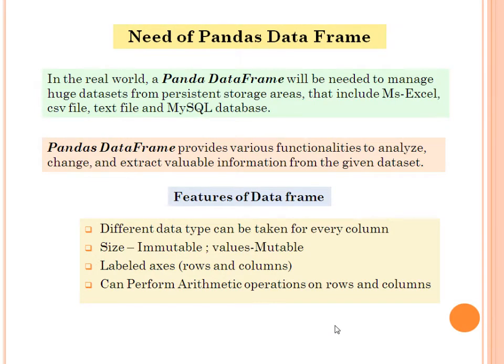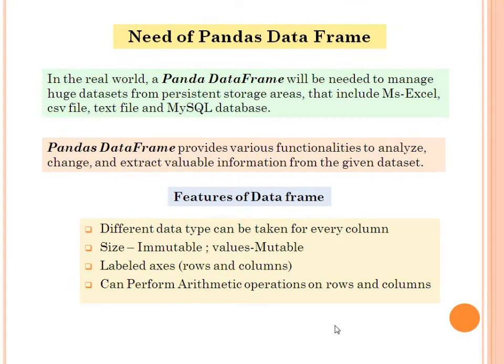So let's see the features of data frames. Different data types can be taken for every column. Size is immutable, values are mutable here. Labeled axes are rows and columns. We can also perform arithmetic operations on rows and columns. So these are the features of data frames.